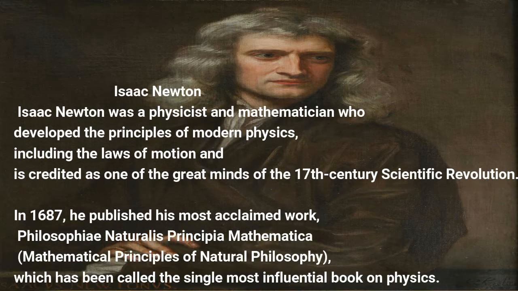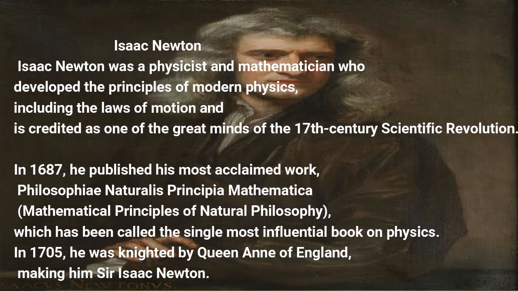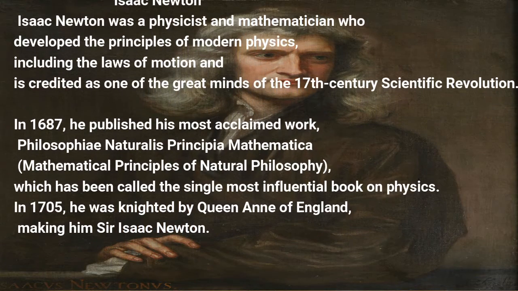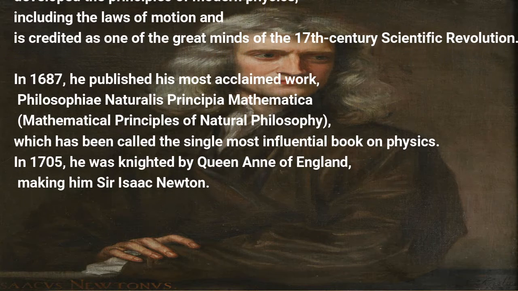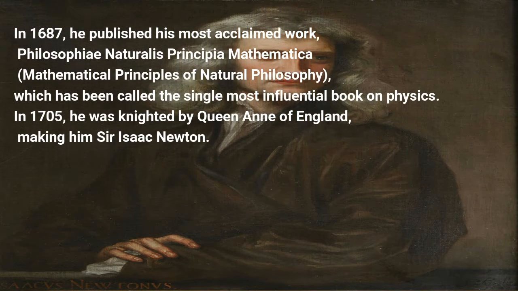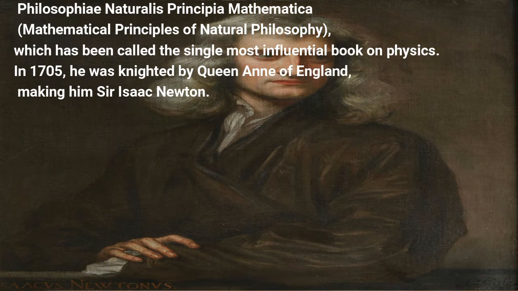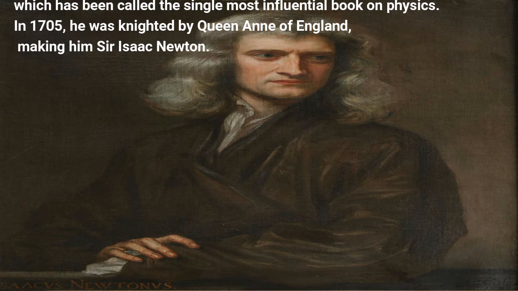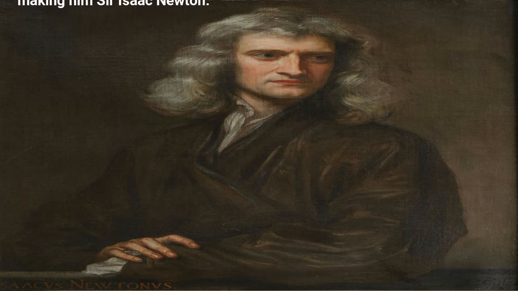In 1687, he published his most acclaimed work, Philosophiae Naturalis Principia Mathematica, which has been called the single most influential book on physics. In 1705, he was knighted by Queen Anne of England, making him Sir Isaac Newton.